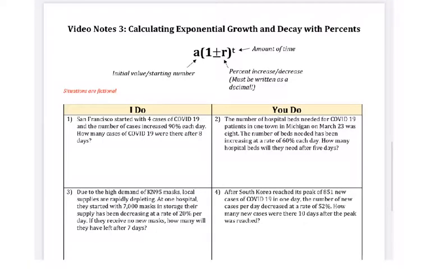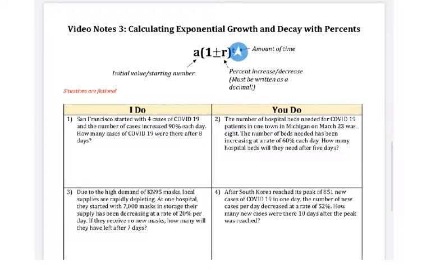This equation is very similar to what we had. A is still our starting number, that's our initial value. Instead of having a multiplier, we're going to have a rate. A rate is a percent, and it must be written as a decimal. If it says increase, we're going to put a plus sign. If it says decrease, we're going to put a minus sign. That will make sense here in just a minute.